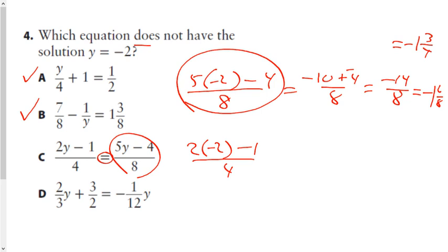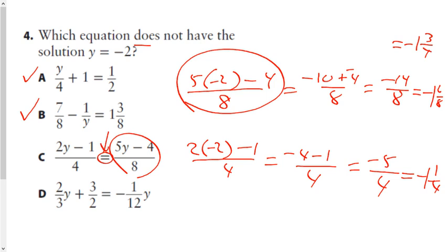Now, if the other one equals negative 1 and 3/4, we're off to the races. 2 times negative 2 is negative 4. Negative 4 take away 1 is negative 5. Negative 5 divided by 4 is negative 1 1/4. So in C, the y values, when substituted for negative 2, don't equal each other, which means that this is the one that does not have a y value of negative 2, because if it did, both of those expressions would be the same. Right? So our answer for this one is C, and that's our proof.